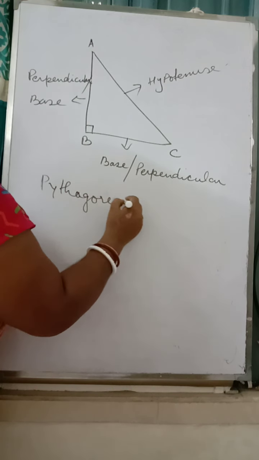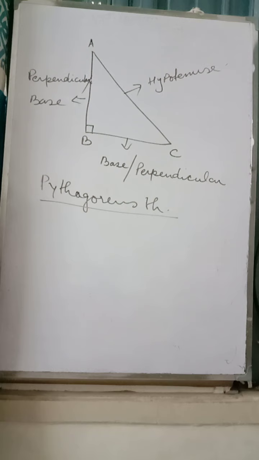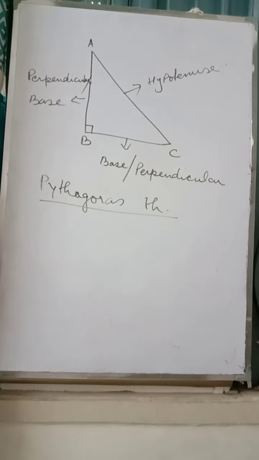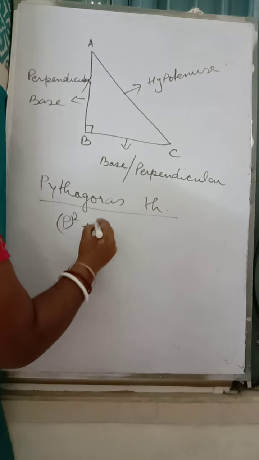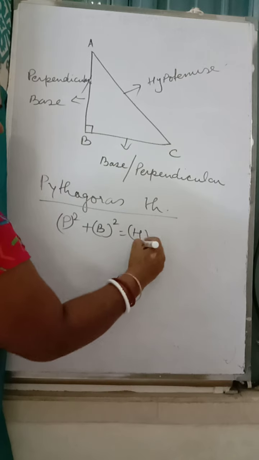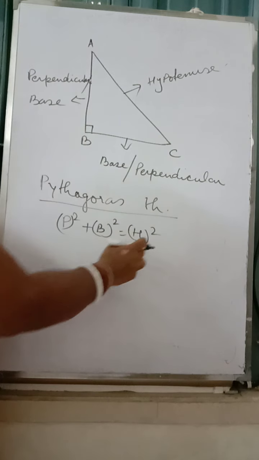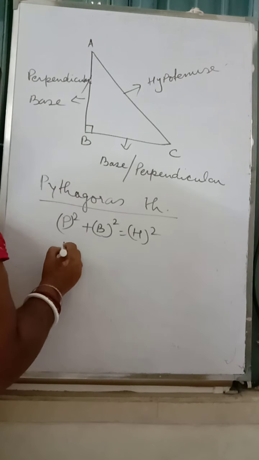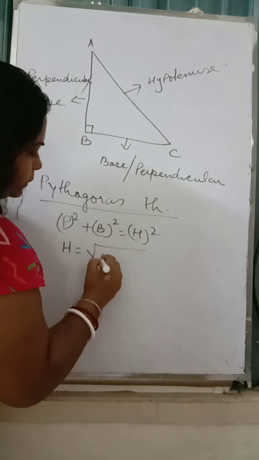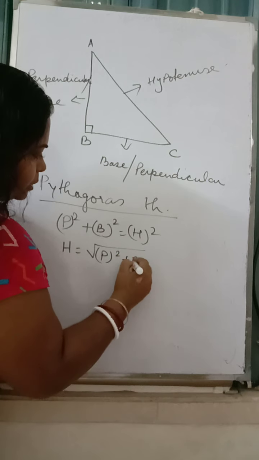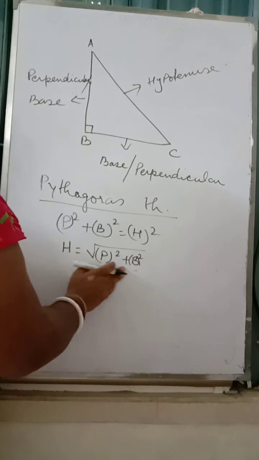Now we have to learn about the Pythagoras theorem. Now what does it say? The Pythagoras theorem says that perpendicular square plus base square is equal to hypotenuse square. If we add the square of perpendicular and the square of base, you will get hypotenuse square. Or you can write it as h is equal to under root p square plus b square. This is the main formula we have according to the Pythagoras theorem.